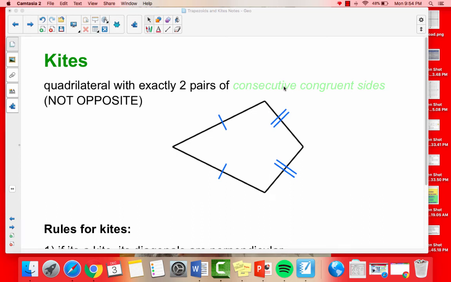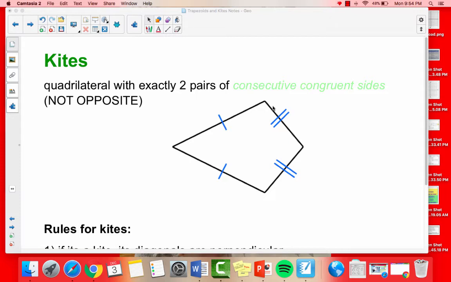Welcome back, everybody. The last shape we're going to be talking about in this chapter is the kite. A kite is a quadrilateral with exactly two pairs of consecutive congruent sides. The key thing in recognizing the kite is that we won't have any parallel sides.